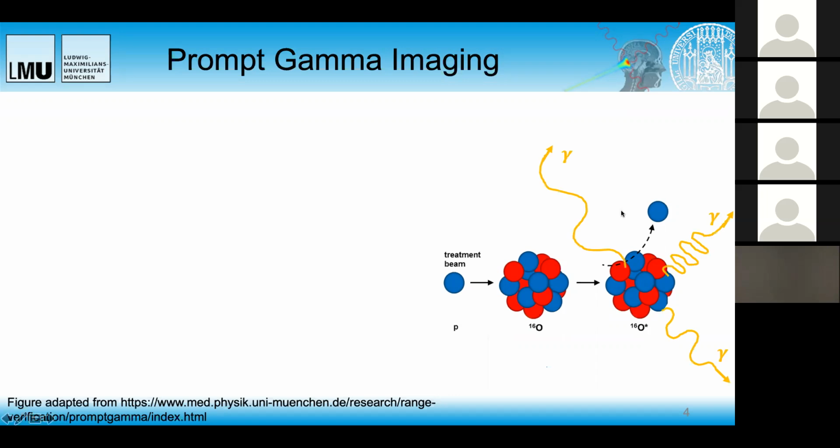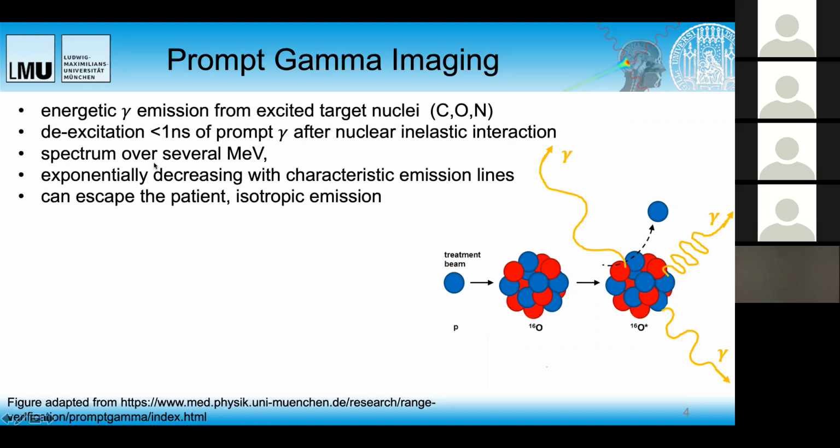And this is happening on a very fast time scale, far below nanoseconds. This is the main process then being used for prompt gamma imaging. So we have this energetic prompt gamma emission from the excited target nuclei, which is mainly carbon, oxygen, or nitrogen. This is basically when our treatment beam interacts with target tissue. And after the excitation, there is this rapid, and that's why we call it prompt, de-excitation.